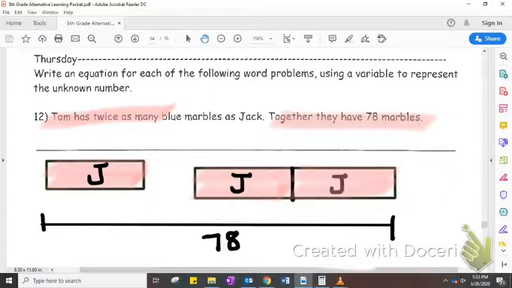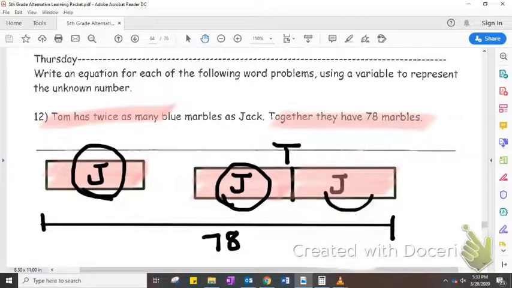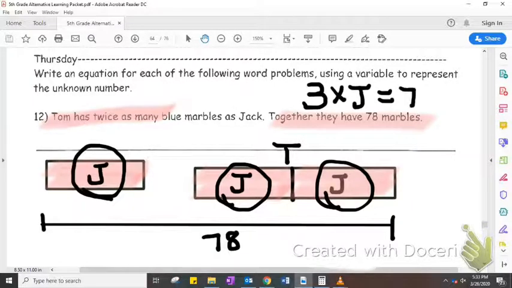So what would our equation be? Well, this one right here represents Tom. The amount that he has is twice Jack's. But notice how the amount that Jack has is shown 3 times. We can use J as a variable to represent the amount of marbles that Jack has. 3 times J is equivalent to 78. See how a bar model can help you?